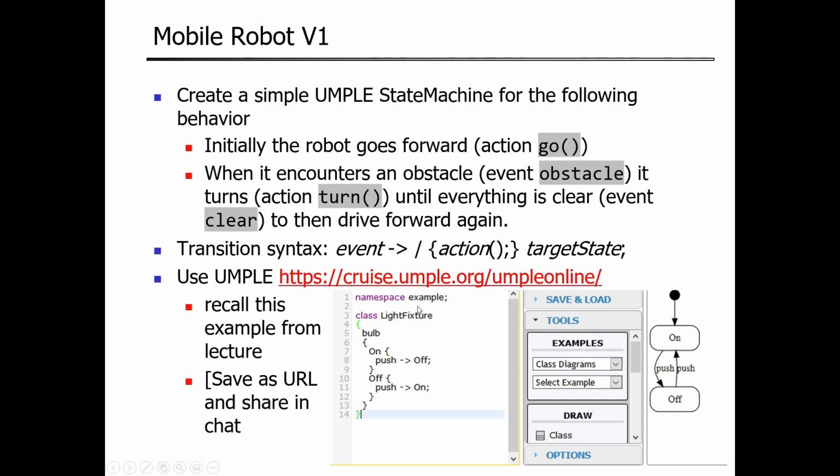As a quick reminder, we had this example with the light bulb, and every state machine basically consists of a class, and then the state machine itself. Everything has a body with these curly brackets. Then inside the state machine, we have states. So here we would have the on state, and if the event push is received, we go to the state off. So this was the simple state machine that we had in the lecture.